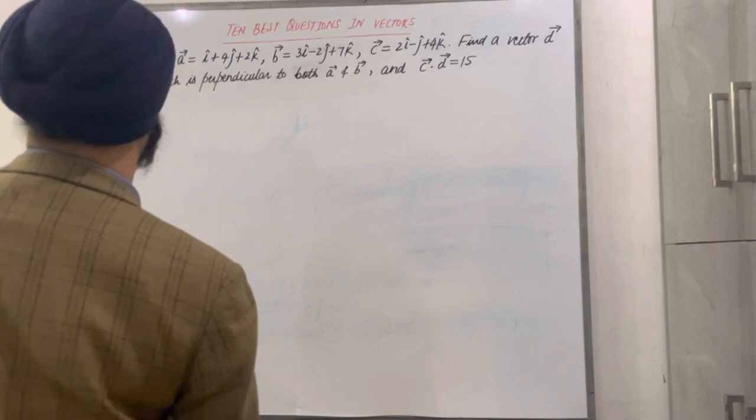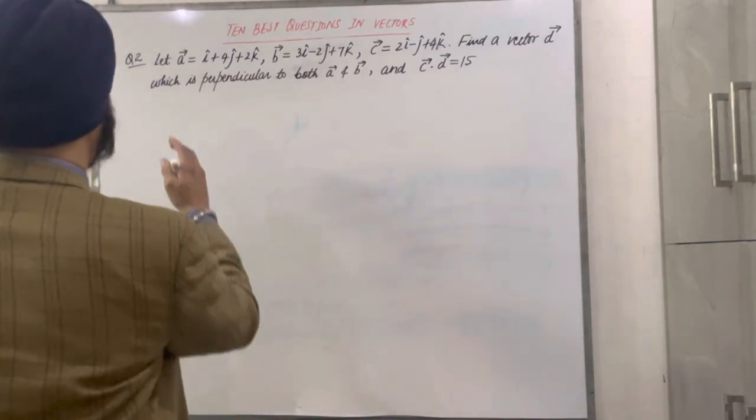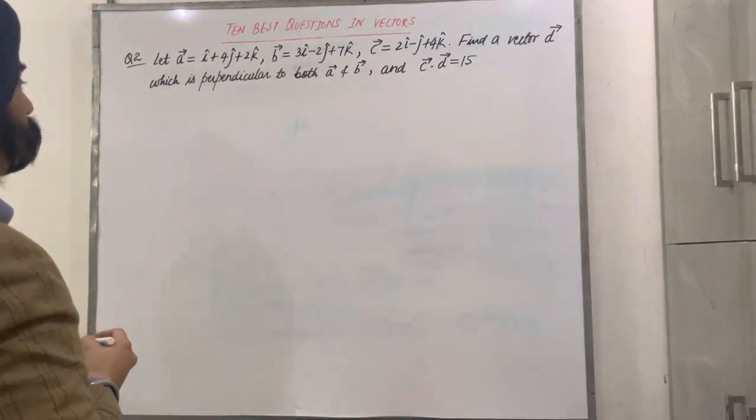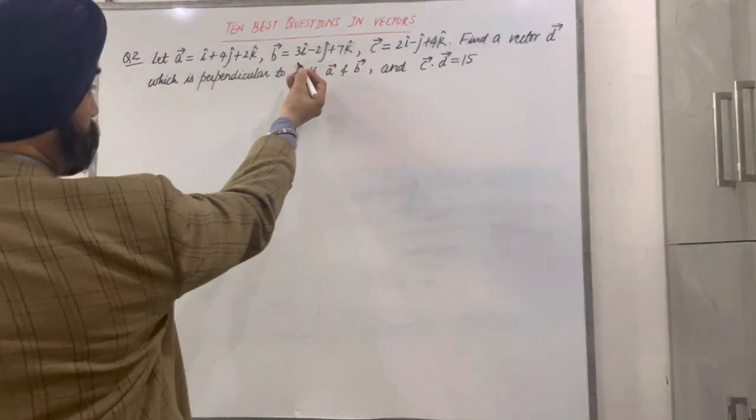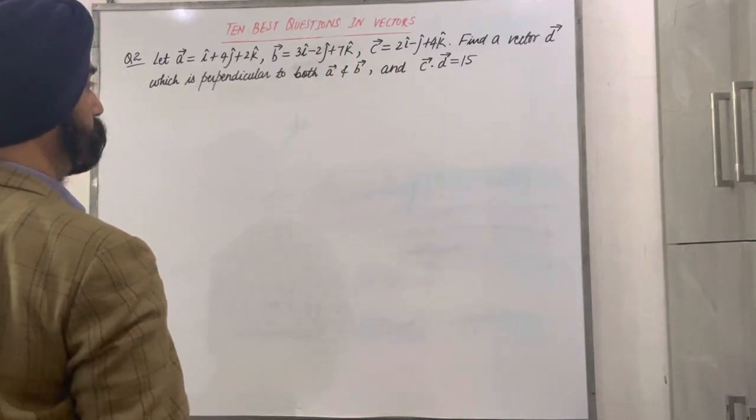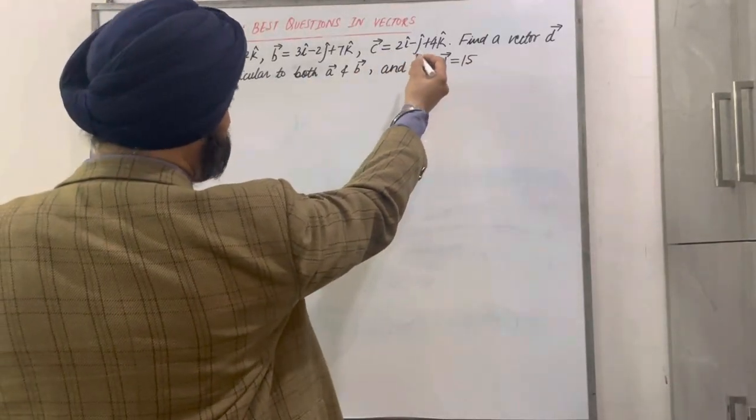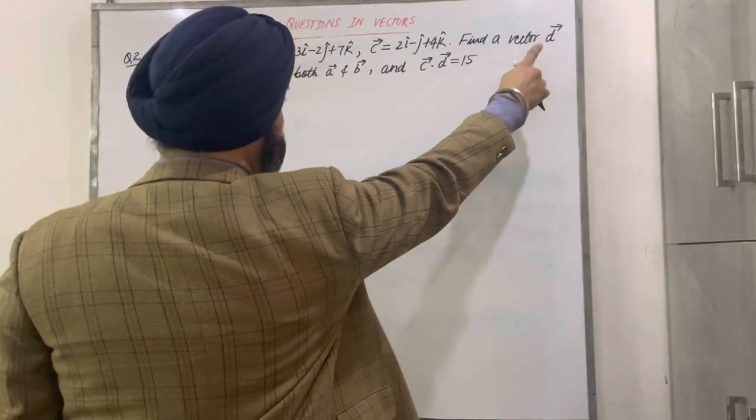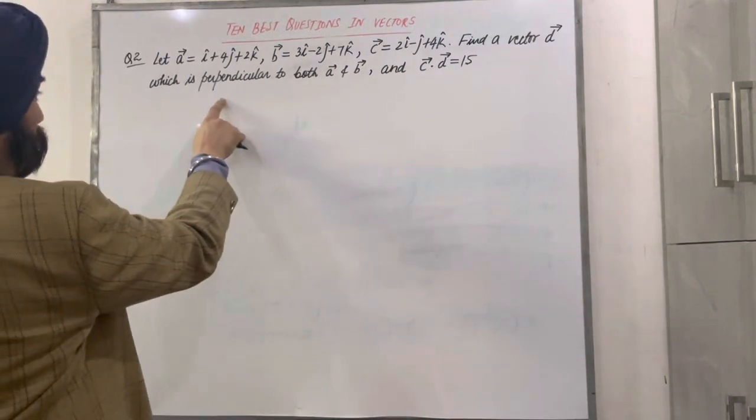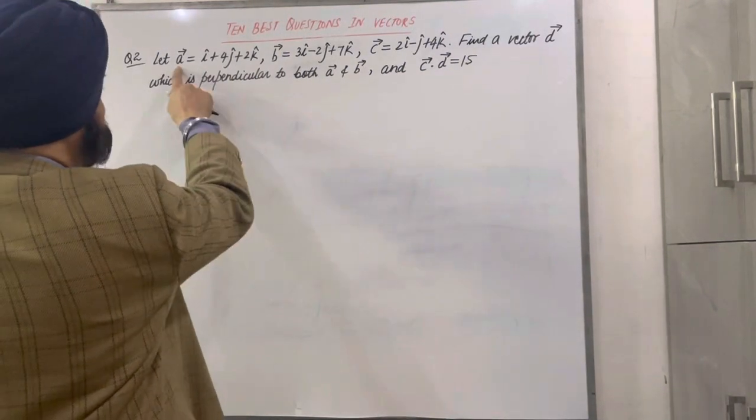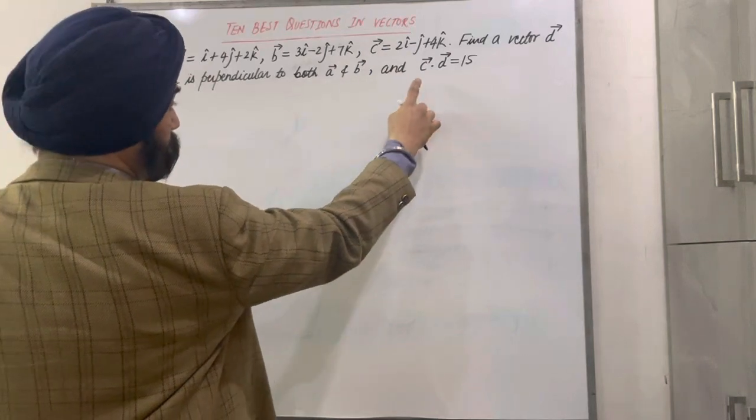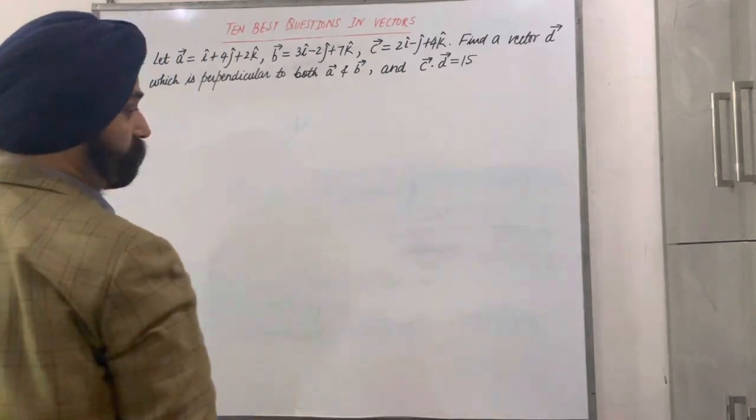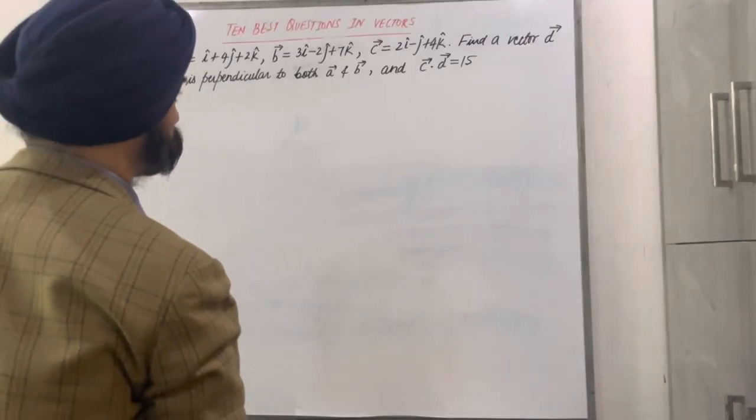So in this second question, they've said that let vector A be equal to i cap plus 4j cap plus 2k cap. Vector B is equal to 3i cap minus 2j cap plus 7k cap. Vector C is equal to 2i cap minus j cap plus 4k cap. Find a vector D which is perpendicular to both A and B, and C dot D is equal to 15. This is the question.